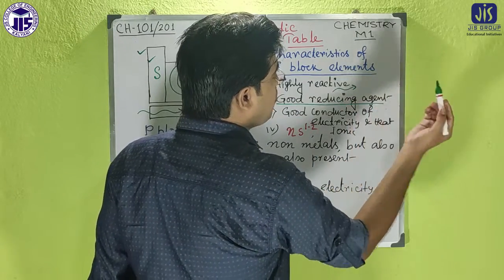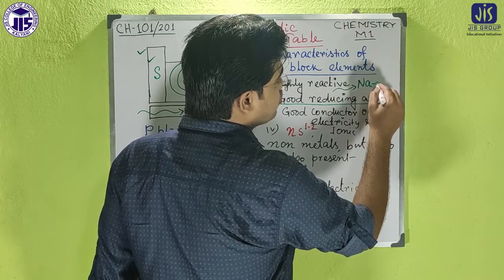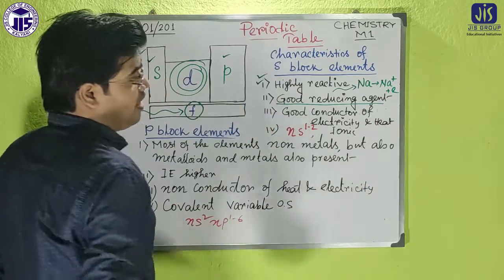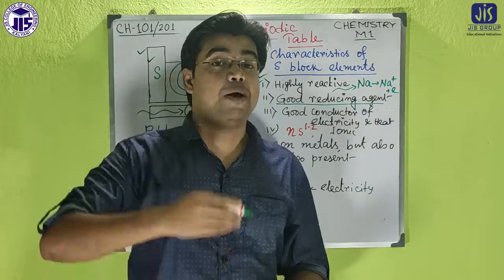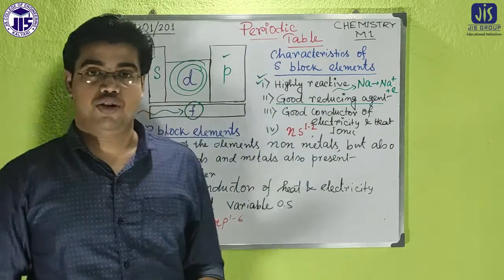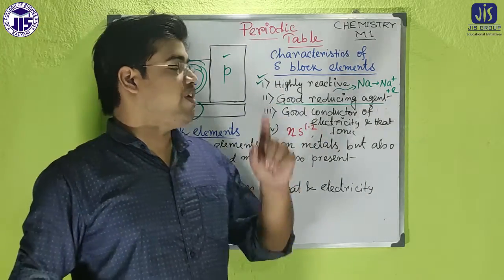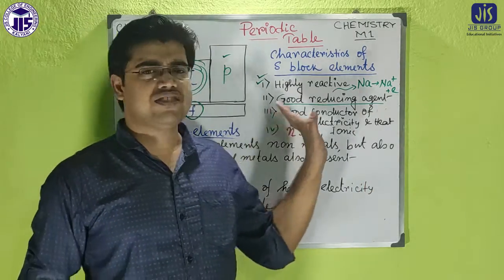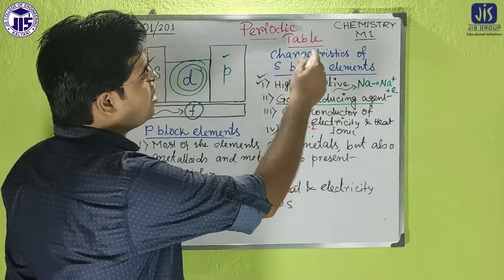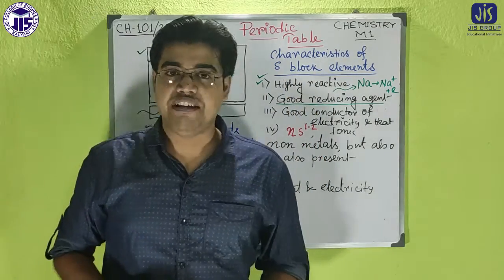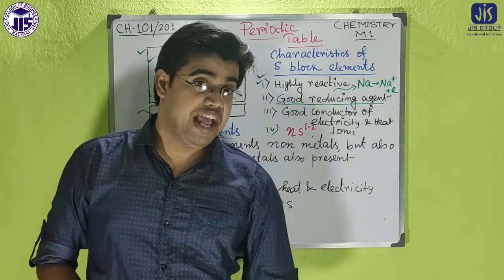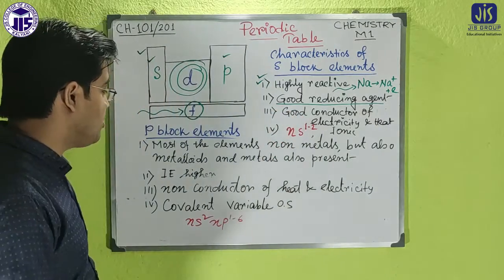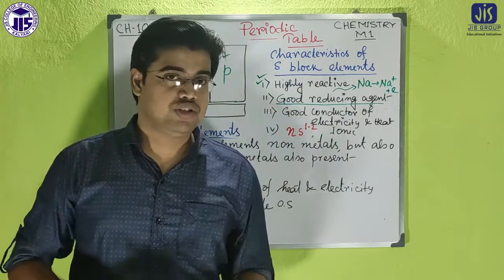Self-oxidation means a loss of electrons. If you think about sodium, it can easily lose 1 electron and be self-oxidized, so it can reduce other elements very fast. That's why it is called a good reducing agent. Third, as the elements in the S block are generally metals, they are good conductors of heat and electricity. So this is expected.